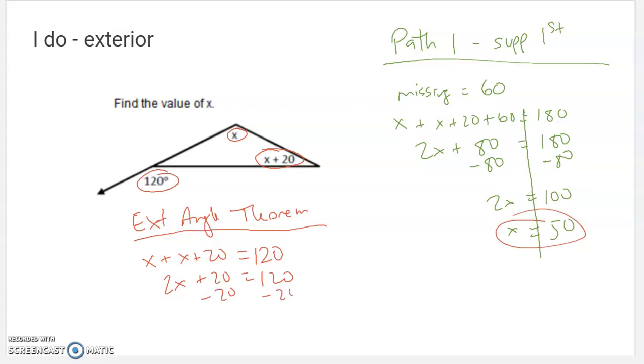Minus 20. And x equals 50. So either way works. You can just find this missing angle, then use the inside angles, or you can remember that theorem.